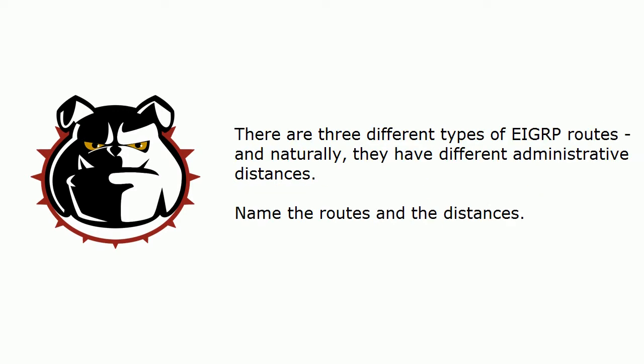Now we have 3 different types of EIGRP routes, and in your CCNA you basically work with one type, but you need to know all 3 of them and what their administrative distances are. So tell me quickly what those routes are and what the distances are. The administrative distances, of course.